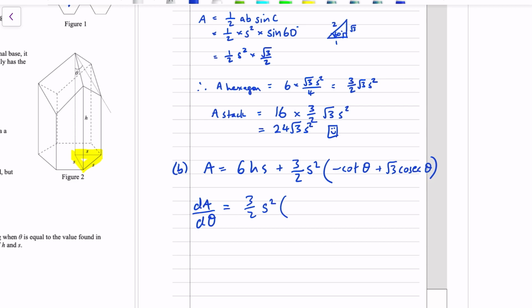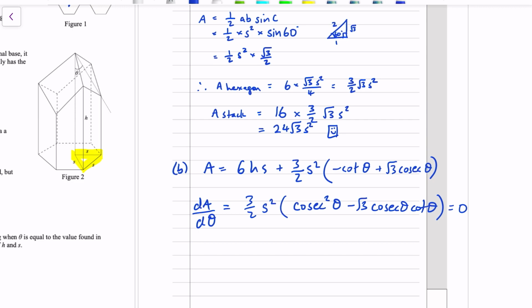We look at the formula sheet. Cotan differentiates to minus cosec squared, so negative cotan differentiates to cosec squared theta, and cosec differentiates to minus cosec cotan, so we've got minus root 3 cosec cotan theta, and that's going to equal 0 for a minimum or a maximum, but the question said we didn't need to prove that.